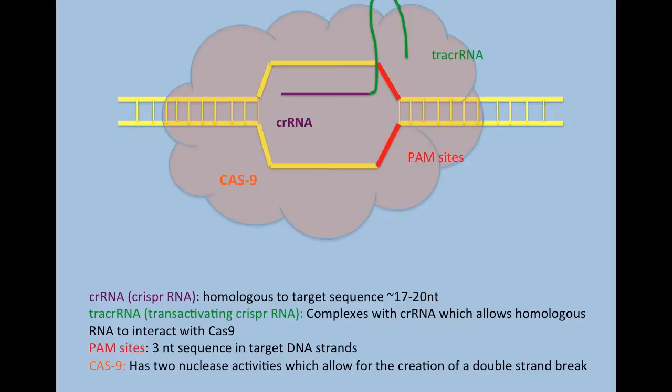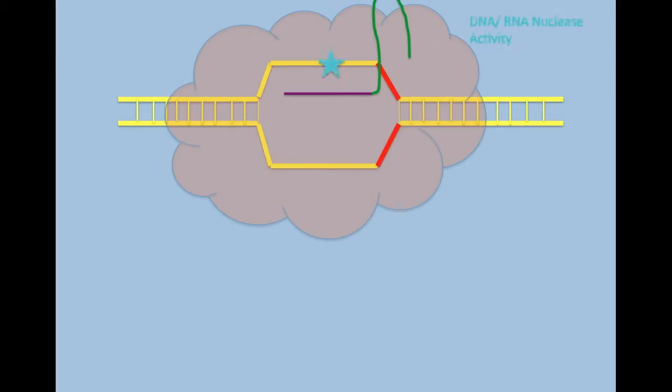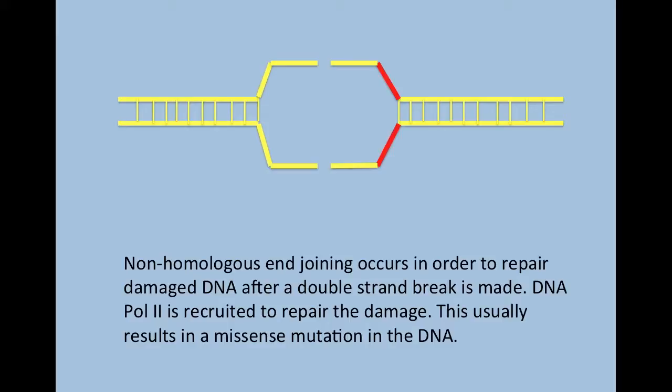Cas9 has two nuclease activities, one to cut the DNA-RNA hybrid and one to cut the remaining single-stranded DNA. This creates a double-strand break which can be recognized by repair machinery. If the cell repairs the double-strand break with non-homologous end joining, it will add or delete a few base pairs and normal repair machinery will join the strands back together. This often induces a missense mutation, which allows scientists to knock down specific genes.